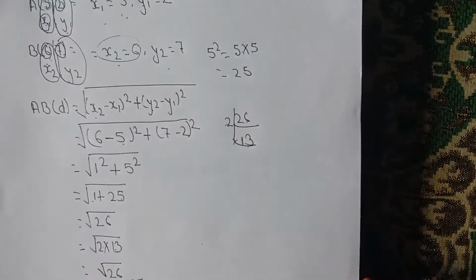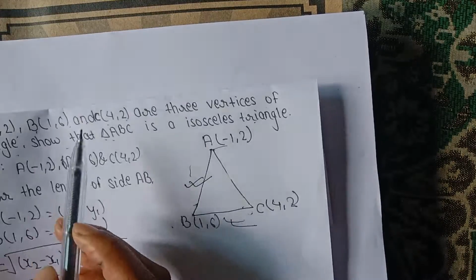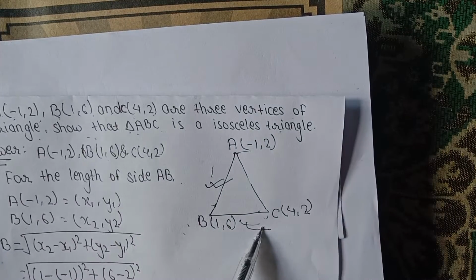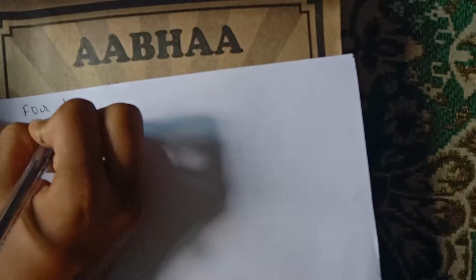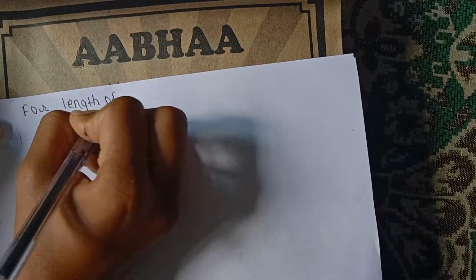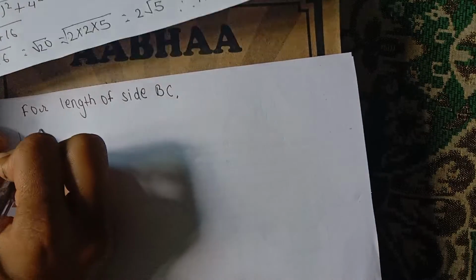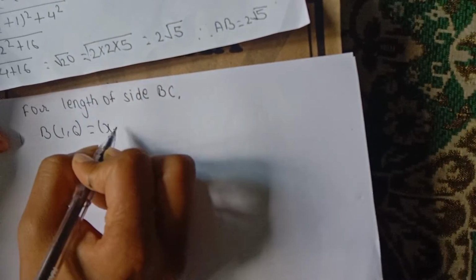So let me find it here. This is our question I have told you. Now I have to find B and C. So we have to write the length of side BC. So look at here. Our B is 1 comma 6, so we write B, 1 comma 6, as x1 and y1.